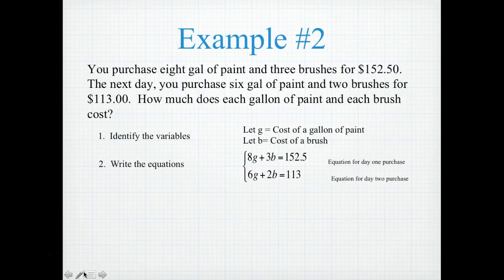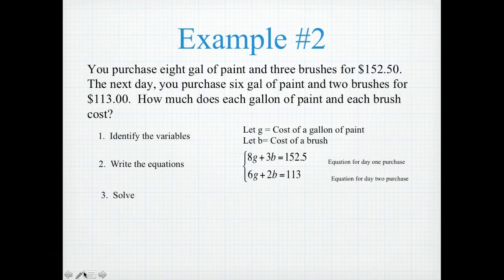Now that we've set up a system of equations, we're prepared to solve it. Now, we have a choice. We can use substitution or elimination. I can tell you in this case, elimination is going to be a much easier method to solve for than substitution. So when identifying which variable to eliminate, we want to look at the least common multiple between the coefficients. So the least common multiple between 8 and 6 is 24, while the least common multiple between 3 and 2 is 6. So I'm going to choose to eliminate the variable B due to the smaller least common multiple.